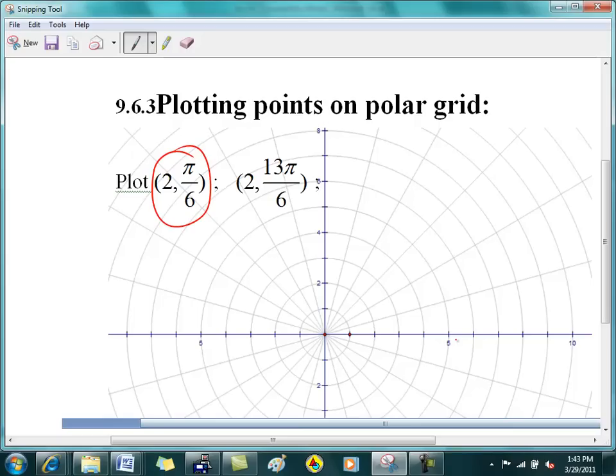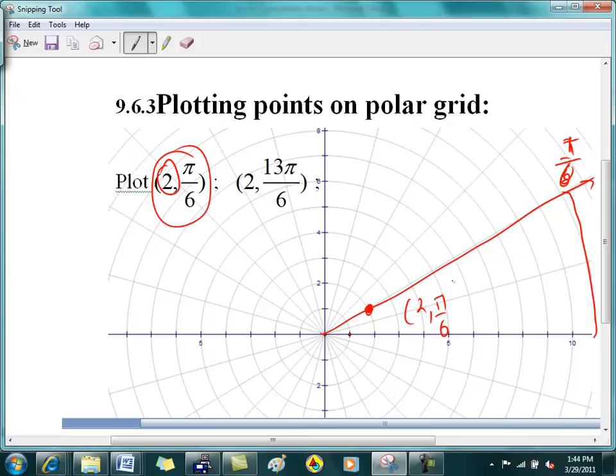You want to rotate it pi over 6, which is 30 degrees. So it takes you out like that to this radial line here. This is your pi over 6 line. And since it's positive, you're going counterclockwise. And then what you do is you take this 2 and you go along that to the second circle. So here's your point 2 comma pi over 6.